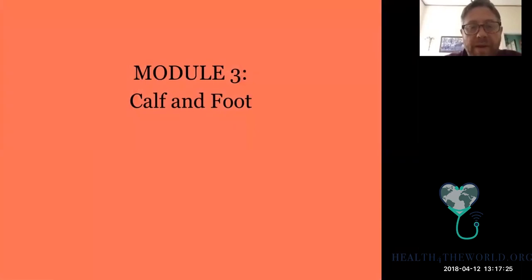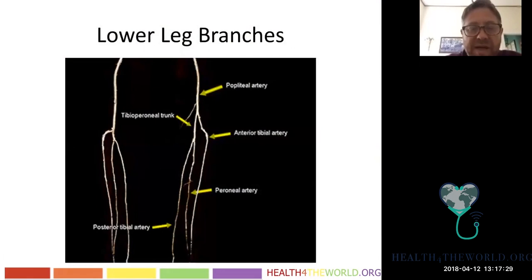All right, now we're on the last module, which is the calf and the foot. So we've talked about the popliteal artery, and the popliteal artery is going to split into two main branches here, the TP trunk, which gives this one branch, and then this other branch is going to go anterior, which is called the anterior tibial artery.